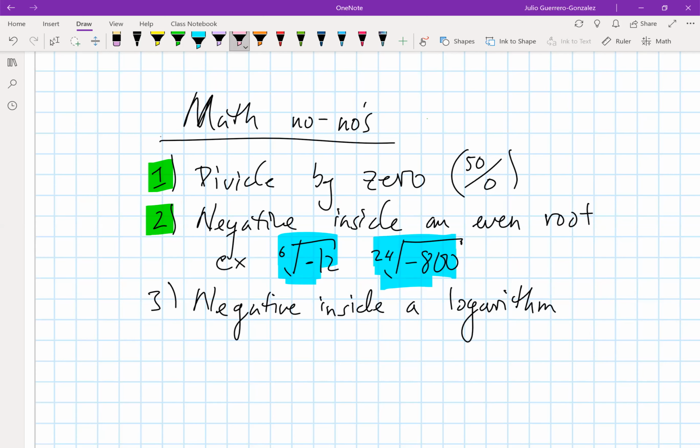So now, the very last one is the one that we're going to pick up today. You can't have a negative inside a logarithm. Remember how back in the day, we used these two to find domains, right? We now get to add this one to find domains using logarithms. Got it?